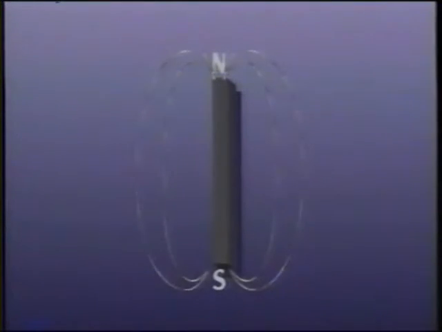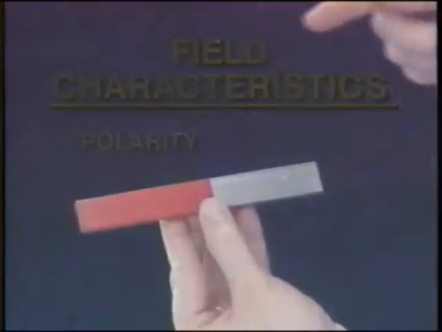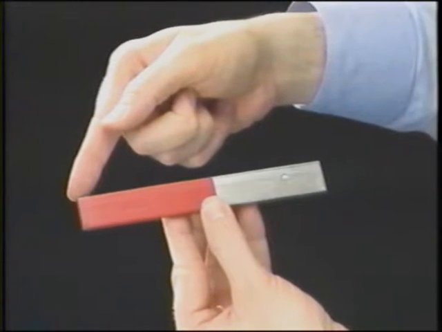Here's a two-dimensional graphic representation of a magnetic field using dashed lines. But remember that a magnetic field in reality is three-dimensional. Magnetic fields have some very specific characteristics which play important roles in the production and use of alternating current. Let's see what they are.